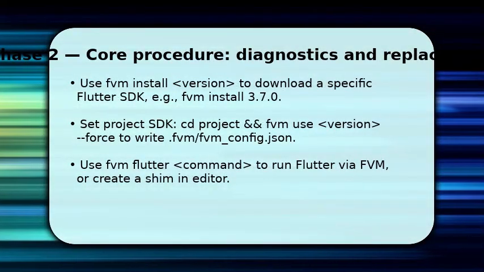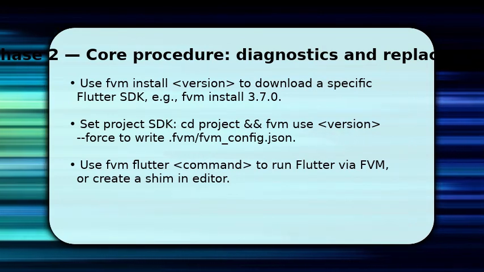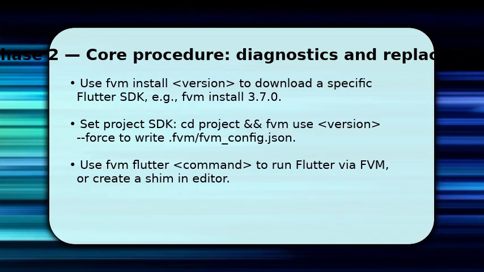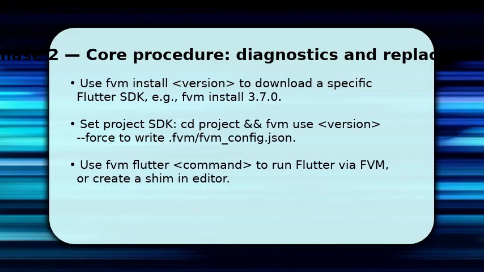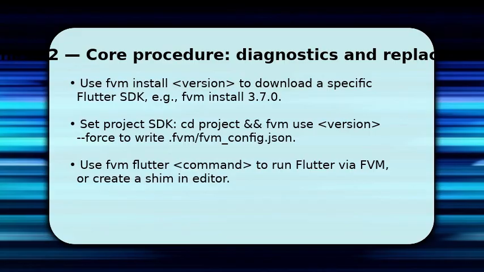You now install and set the SDK for a project. Run fvm install followed by the exact Flutter version you need. Once the download finishes, cd into your project and run fvm use version --force so FVM records the choice in FVM. From here, run fvm flutter run or fvm flutter pub get to operate with that managed SDK. Make sure your editor points to the FVM Flutter binary or add a local shim so tools call the right version.